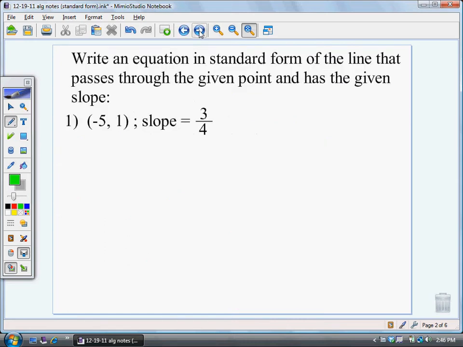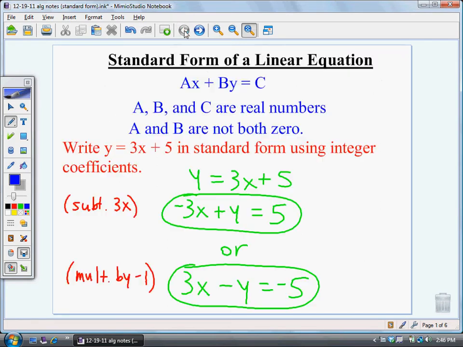So that's all I did was take an equation from slope-intercept and write it in standard form. I have two examples like this where it says to write an equation in standard form of the line that passes through the given point and has the given slope. I'm going to do this two different ways. And the first way that I'm going to do it is using slope-intercept. So what I'm going to do here is what we've done before. I'm going to write an equation in slope-intercept form, and then I'm going to do what I did on this page. I'm going to rewrite my slope-intercept form equation into standard form.